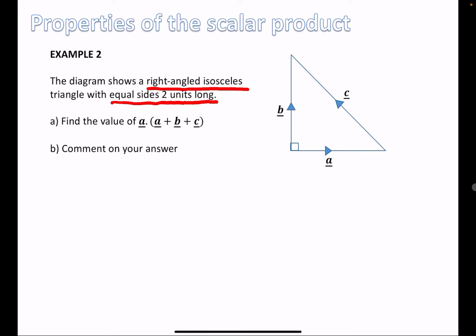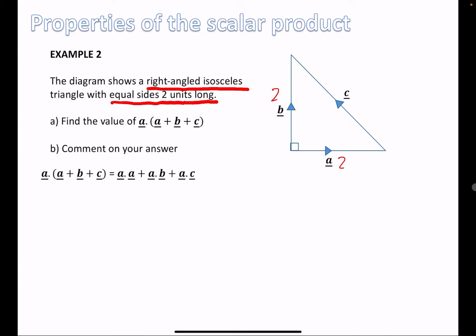If it's right angled, then obviously I've got the 90 degree angle, I can see that there. But if it's isosceles, it tells me two of the sides are the same. Quite clearly it's going to be A and B that are the same size, and that's what it means by equal sides 2 units long. So both A and B are 2 units long. In a right angled triangle, if I know two sides, I can work out the third side.